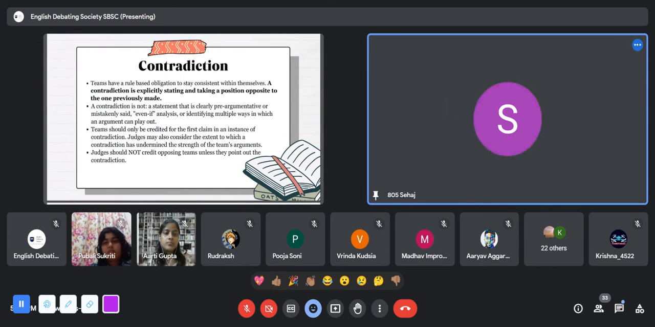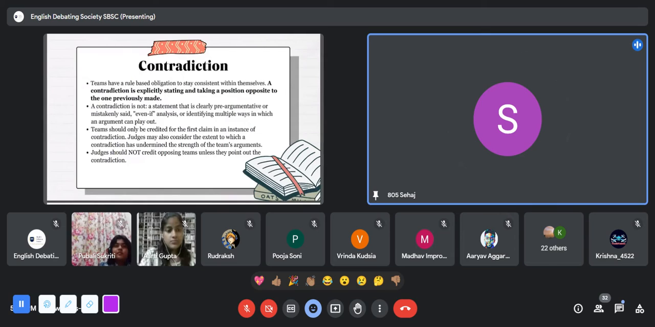What is a contradiction? A contradiction is explicitly stating and taking a position opposite to the one previously made. Let's say the first speaker frames the world in a way which is supporting X thing, or presenting a way where people believe in X thing. A second speaker can't come and say that, oh, people don't believe in X, but people believe in Y. So any sort of explicit stating away or going away from something which was established by you as a team is a contradiction. First speaker says that this is a red thing which you're talking about. Second speaker says this is a black thing, not a red thing. That's a clear contradiction or swaying away from the initial stance your team took within that debate.